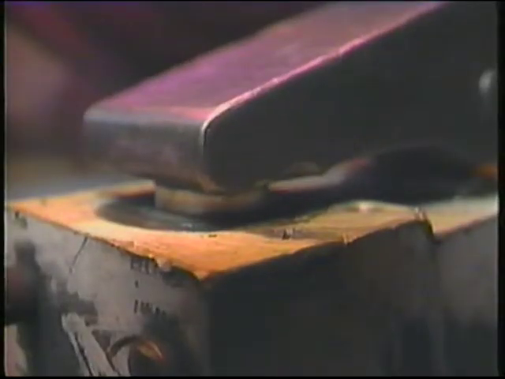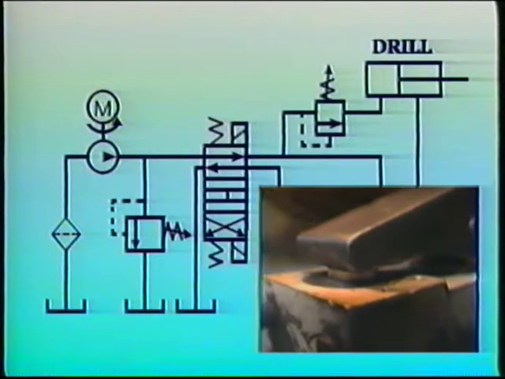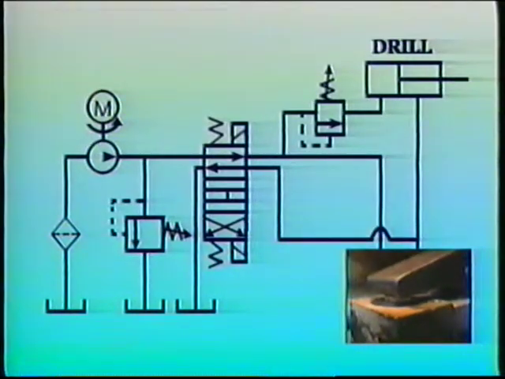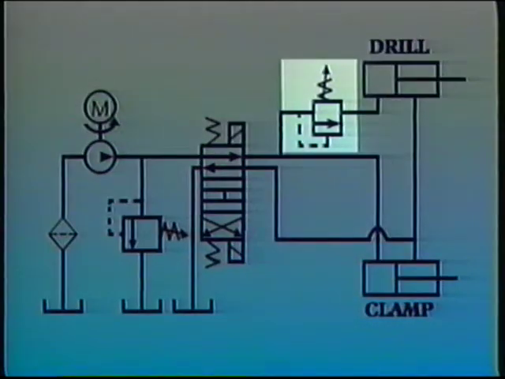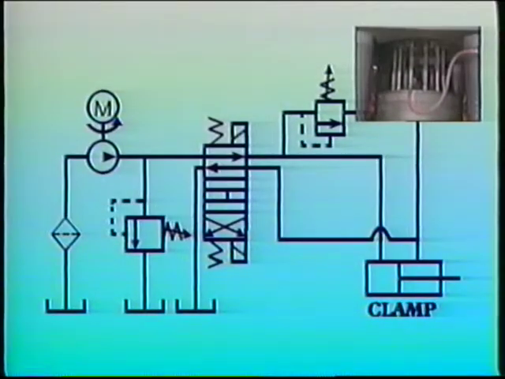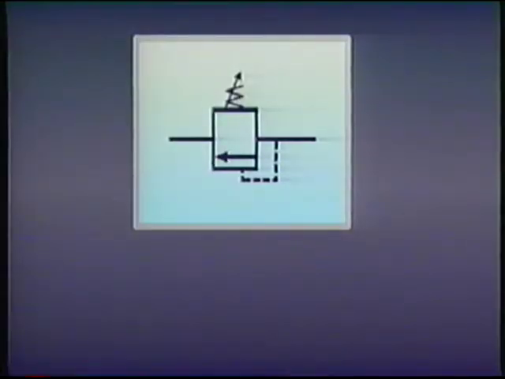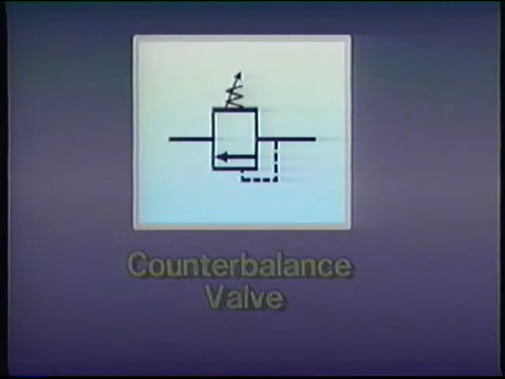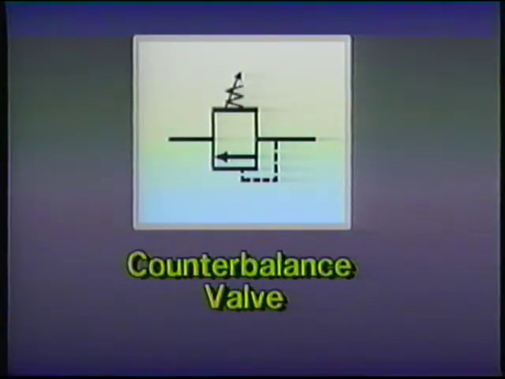Once the clamping cylinder reaches the end of its stroke, system pressure rises, eventually overcoming the force of the spring in the sequence valve. When the valve opens, fluid flows to the cylinder that moves the drill bit into the workpiece. A normally non-passing pressure control valve can also be used as a counterbalance valve in a hydraulic circuit.